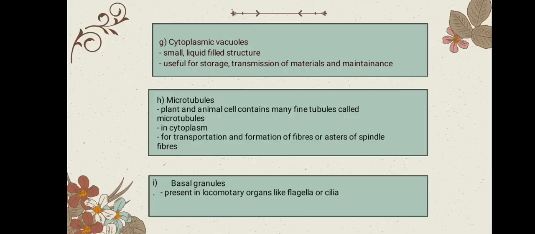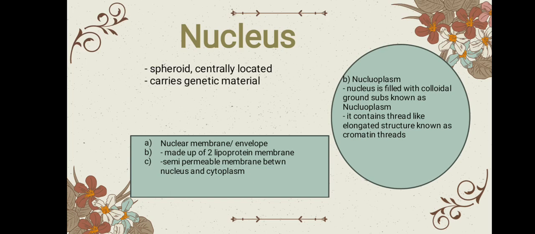Now last but not the least, nucleus, which is a very important structure that carries the genetic material of the cell, which is spheroid and centrally located in the cell, which controls all the vital activities of the cytoplasm such as growth, regulation and reproduction. So the nucleus has all these things present.